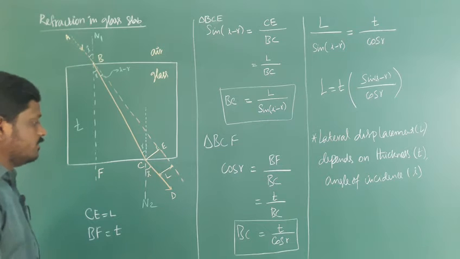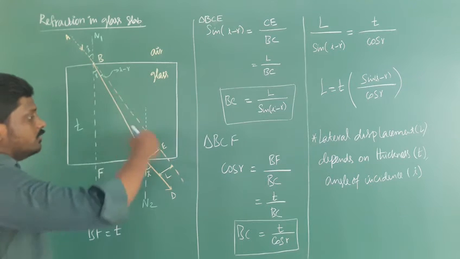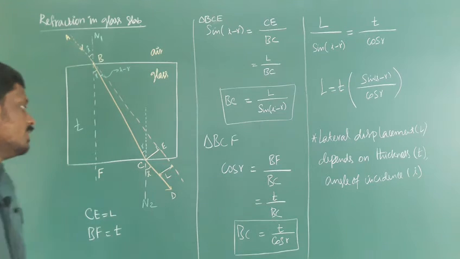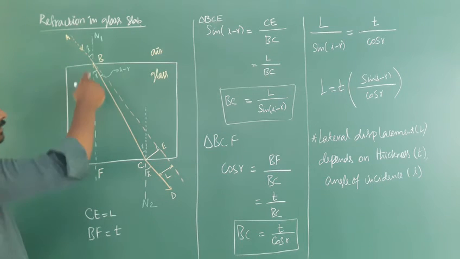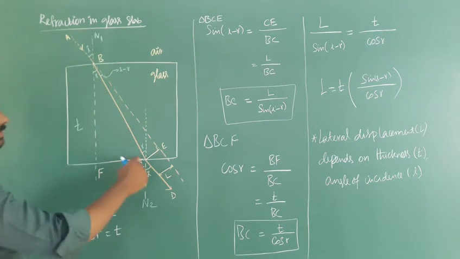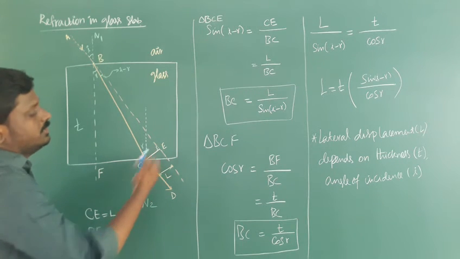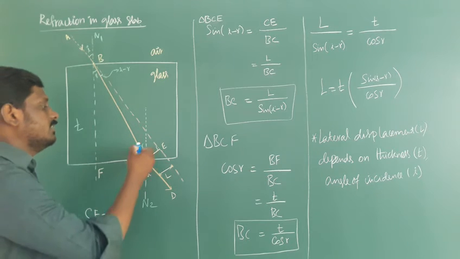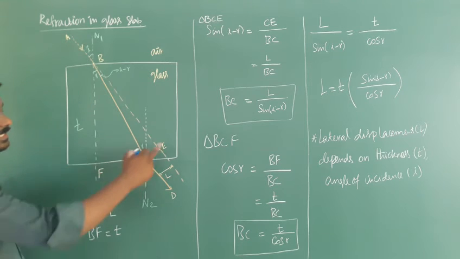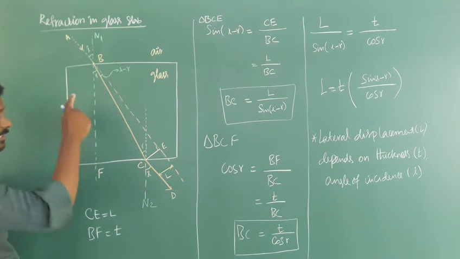Here CE is equal to L. Draw a line CE perpendicular to the undeviated ray. That is L, the lateral displacement, and we are going to find that L. Then T is the thickness, so BF is the thickness of the glass slab. ABCD is the path of light. At the point C we draw a perpendicular to the undeviated path. So ABCDE, then F, and from B to F is the thickness of the slab.